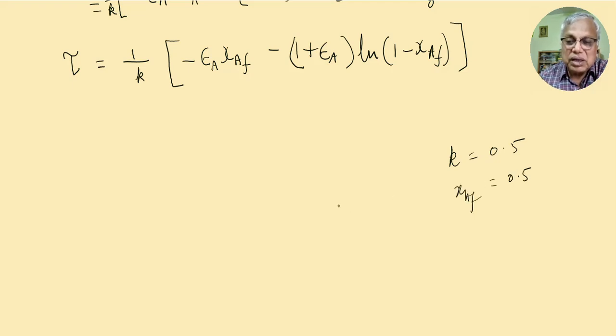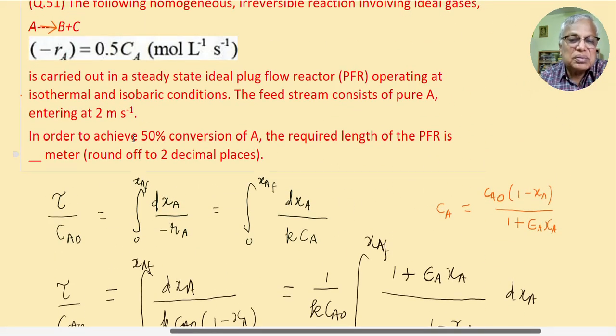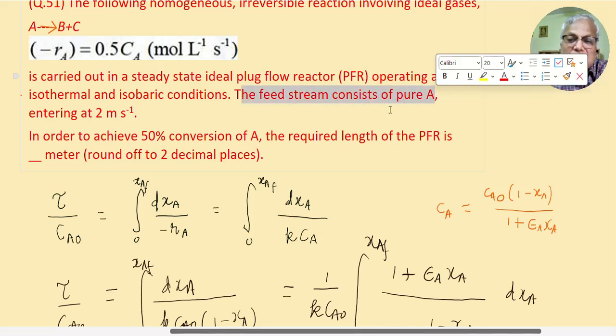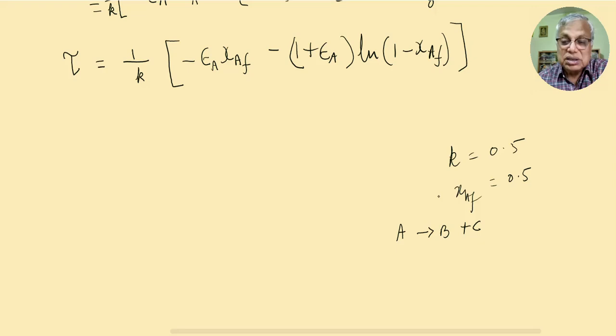And what about epsilon A? Here if you see, the reaction is A gives B plus C, and the feed stream consists of pure A. For such cases where you have only one reactant and pure A is entering, epsilon A can be simply found by delta N by A.